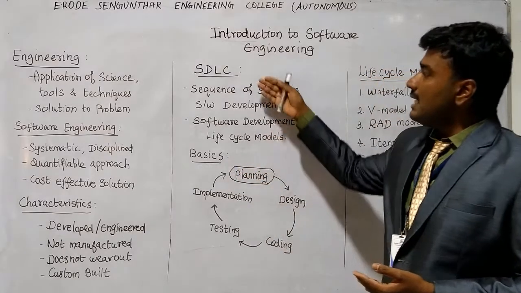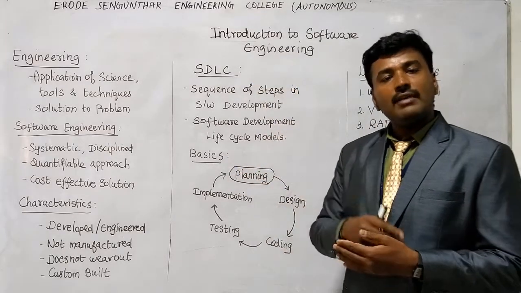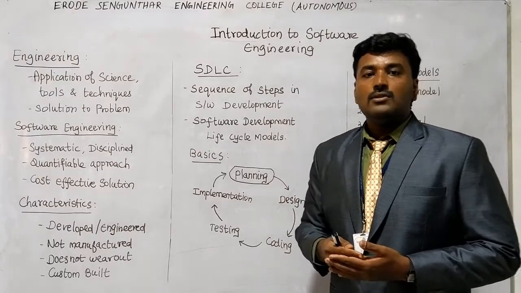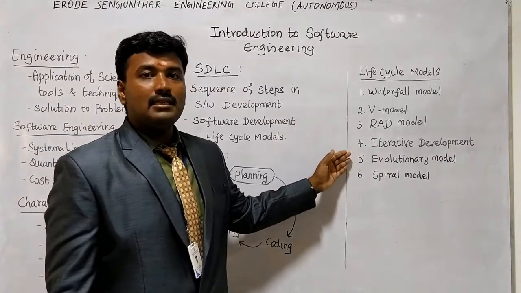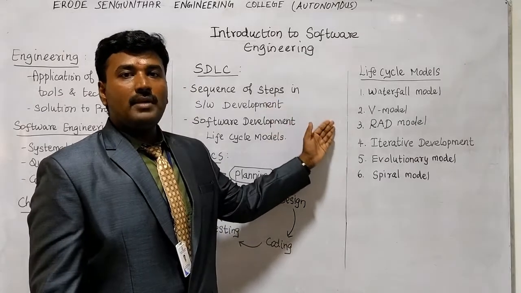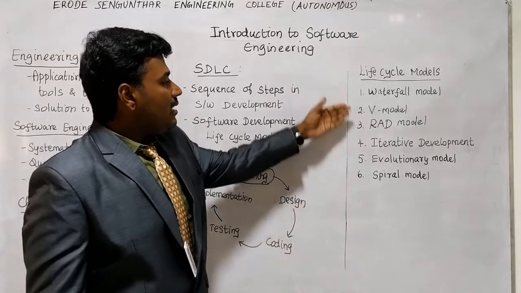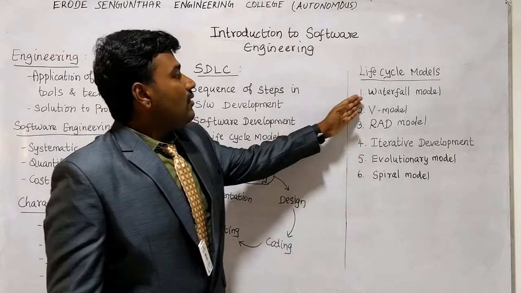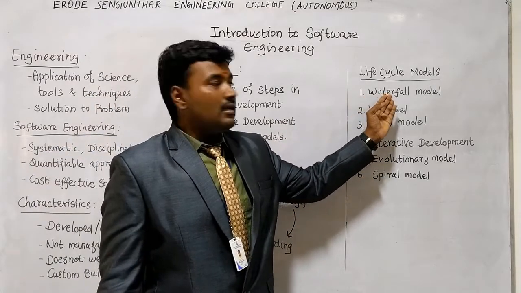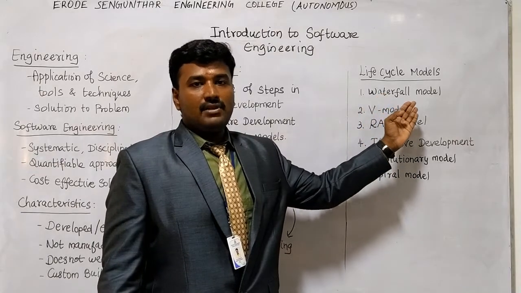So we have said that SDLC is the Software Development Life Cycle model. Next we will move on to the set of life cycle models in the process of developing software. Here are the different kinds of life cycle models we are going to discuss. The first model is the waterfall model, also called the linear sequential model.